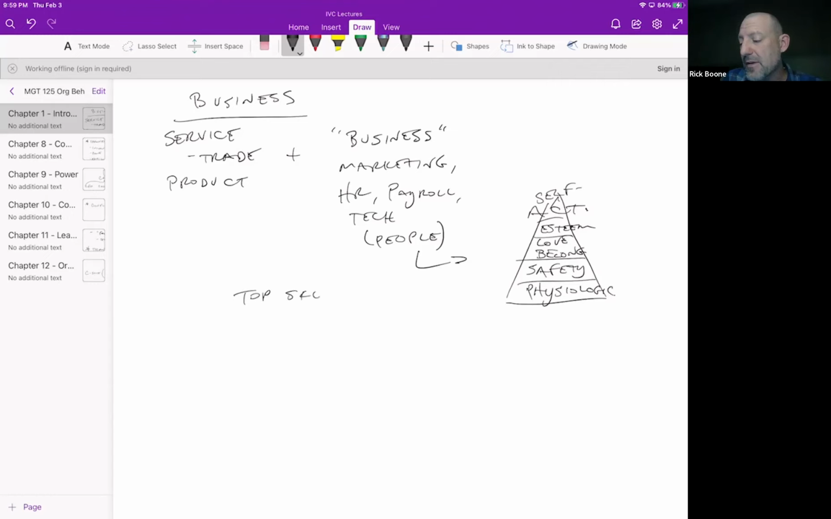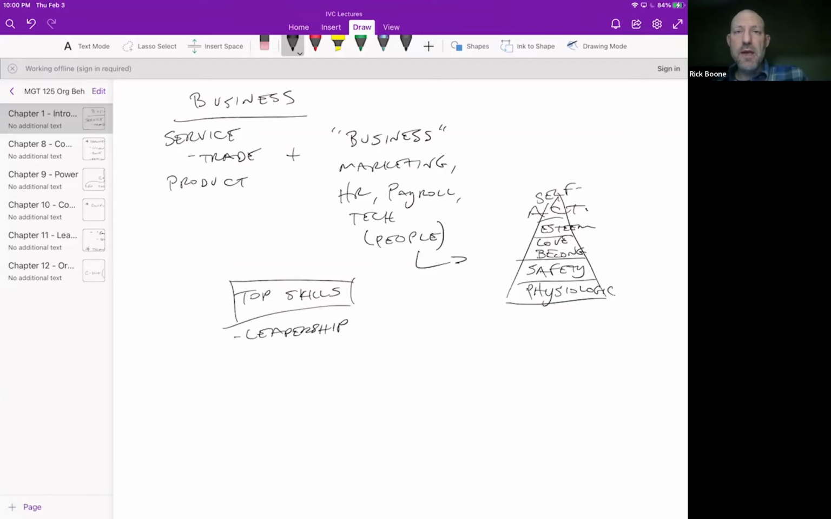And it talks about basically the top skills that are seen by these companies, these associations, the top skills that they're looking for in employees. And a couple of them, again, I'll just list off: leadership.